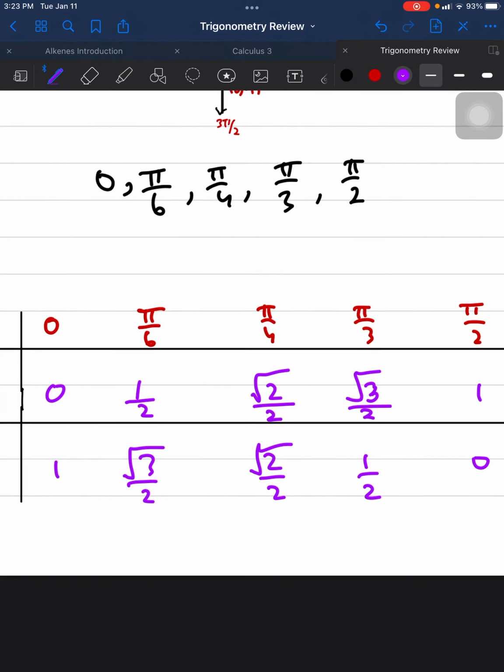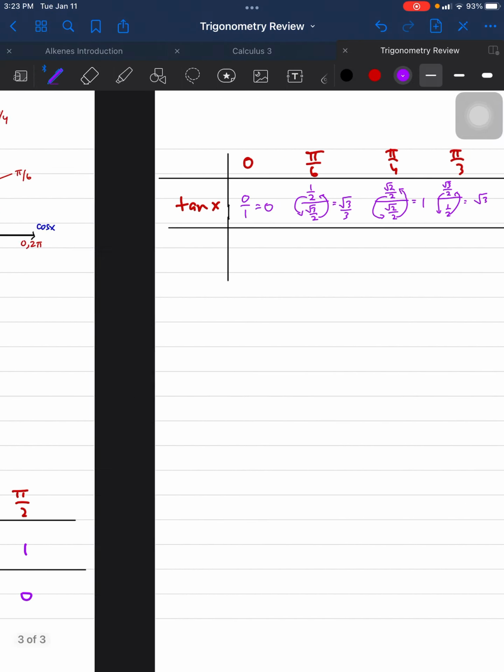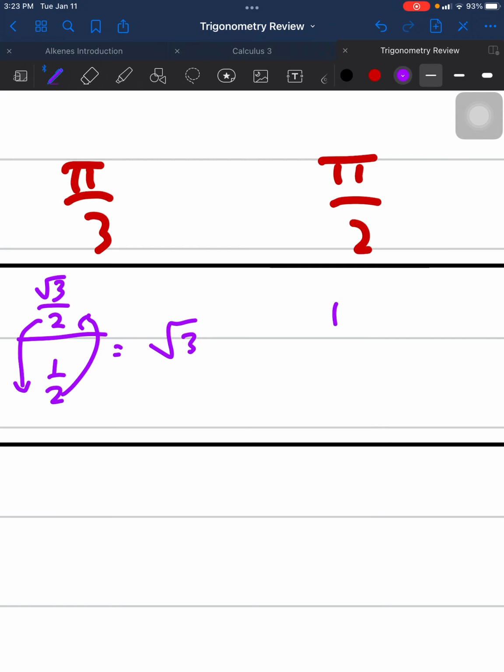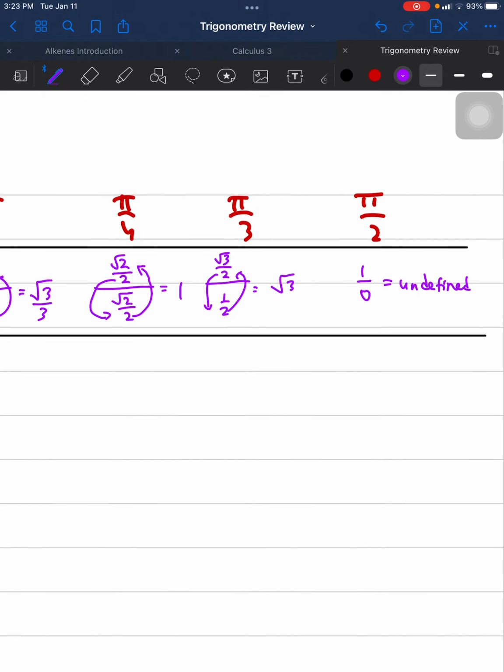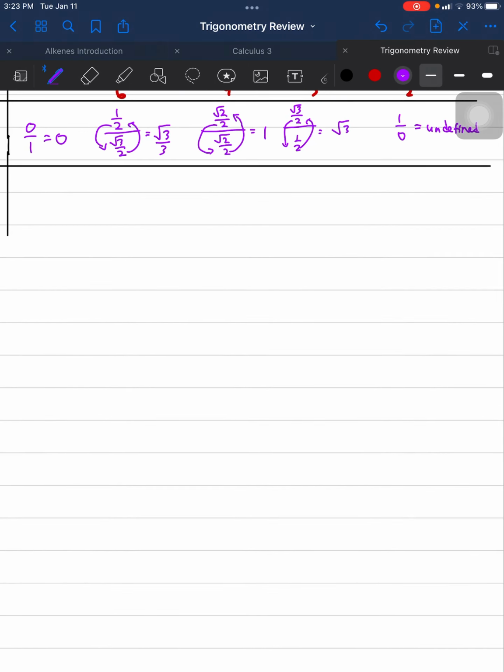Now for pi over 2, we go back to that table of sine and cosine. Sine of pi over 2 is 1, cosine of pi over 2 is 0. So we have 1 over 0. And 1 over 0 is actually not 0, it's an undefined number. So tangent is undefined at pi over 2. That means that tangent has an asymptote at pi over 2. And we can see that by looking at the graph of tangent.